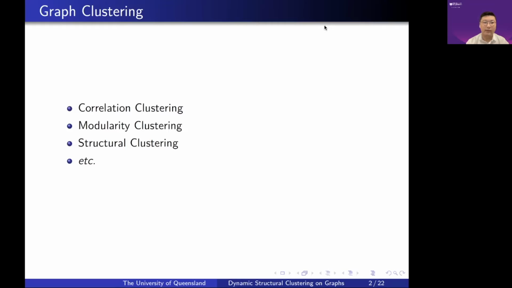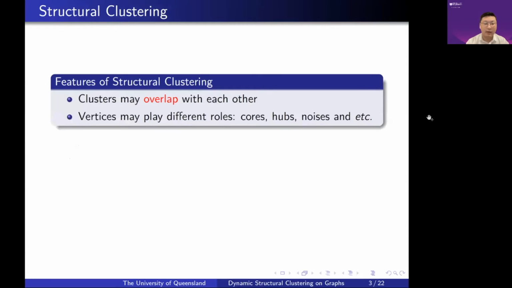There are many variants of graph clustering algorithms, such as correlation clustering, modularity clustering, structural clustering, etc. An interesting feature of structural clustering is that in the clustering result, clusters may overlap with each other. As a result, vertices may play different roles. Some are cores, hubs, noises, etc.